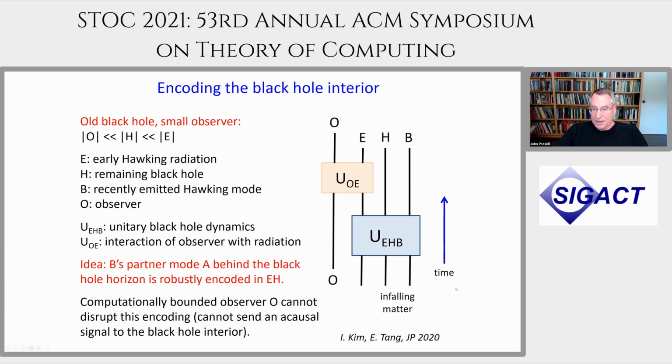So in our work, we considered this setting. A black hole forms through some efficient process described by a unitary transformation, which takes the infalling matter to a state with three parts: E, the early emitted radiation; H, the remaining black hole; and B, the recently emitted Hawking radiation. And that system B is highly entangled with some subsystem of E and H, and we want to interpret that subsystem that B is entangled with as the black hole interior. Now, some observer comes along, O, and interacts in a computationally bounded way with the early radiation. And what we want to claim is that the observer O is unable to influence that encoded interior and unable to break the entanglement between system B and the encoded interior.